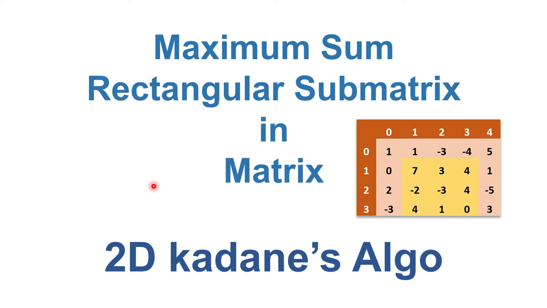So in the previous video I have explained how to find the maximum sum subarray from a single dimensional array, or one dimensional array. So here we will discuss how to find the maximum sum rectangular submatrix in a matrix. Previously we used Kadane's algorithm to find that subarray. So here we will apply the same thing on a two-dimensional array.